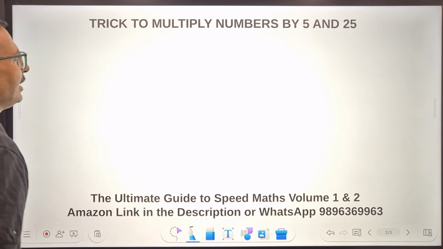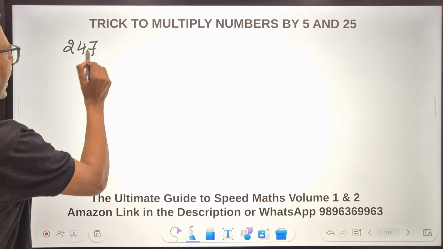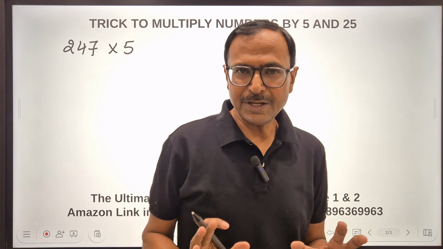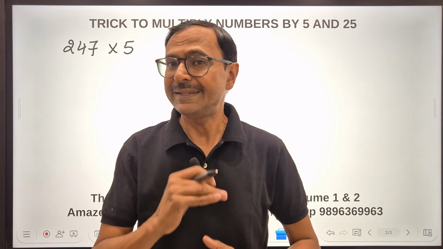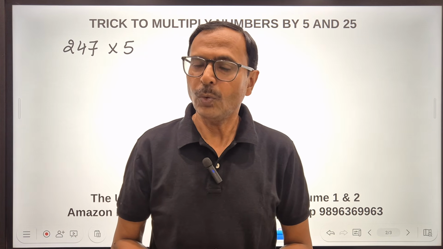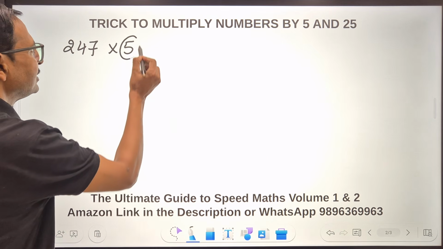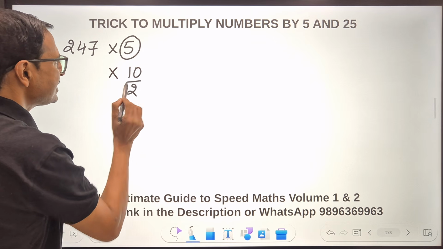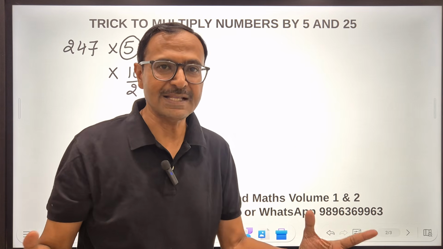So for the first example, I am going to take up a number like 247, and I want to multiply that by 5. Now, friends, keep it in mind that whatever I write here is not to be written. This is visualization. This is what you have to do in the mind, and only then you will get the correct answer. Now, when I say multiplication by 5, I know that 5 is actually half of 10, and this is the exact thing you have to do when you are working on your mental maths skills.